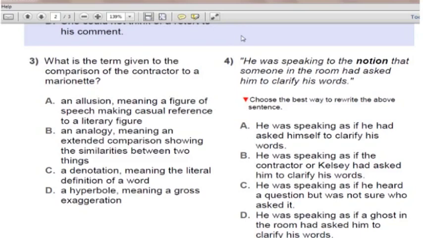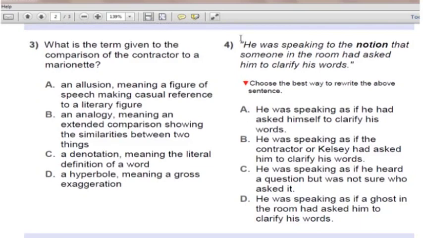Question number four is, "He was speaking to the notion that someone in the room had asked him to clarify his words." A. He was speaking as if he had asked himself to clarify his words. B. He was speaking as if the contractor or Kesley had asked him to clarify his words. C. He was speaking as if he heard a question but was not sure who asked it. D. He was speaking as if a ghost in the room had asked him to clarify his words.